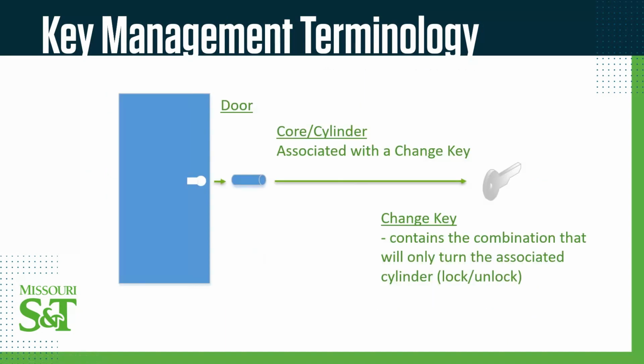First of all, a door. We have a door, and in the knob is a core or cylinder, and that core or cylinder is associated with a change key. That change key contains a combination that will only turn the associated cylinder.